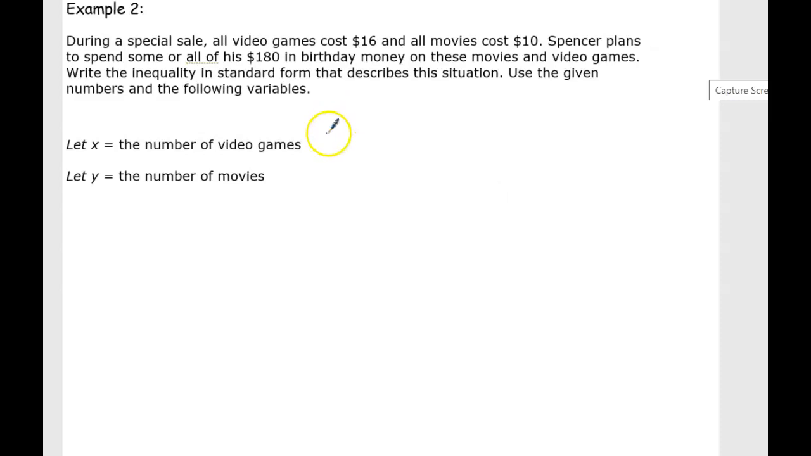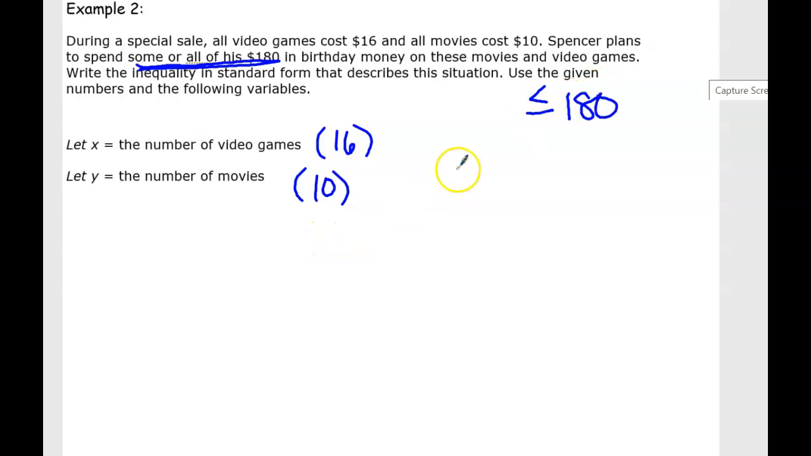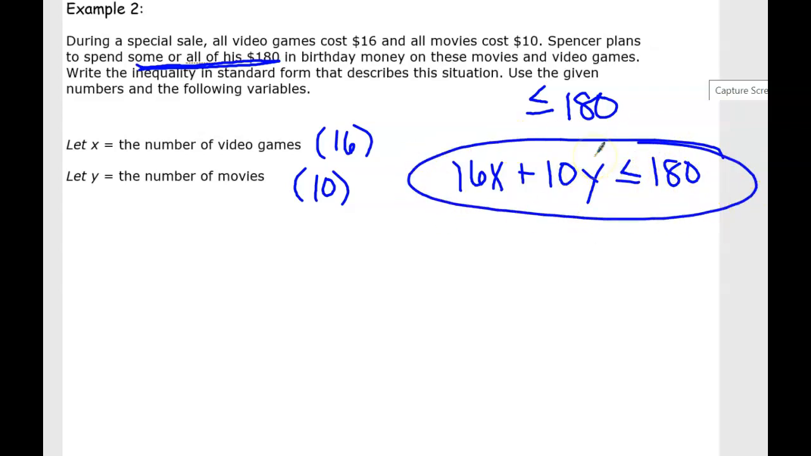So since video games are $16 each and movies are $10, and he wants to spend some or all of it, some or all means that he can spend less than or equal to 180. Okay, so if we put that together in standard form, it would be 16x plus 10y is less than or equal to 180. Okay, so that's all you had to do for that.